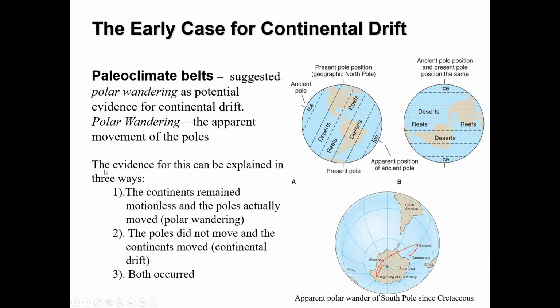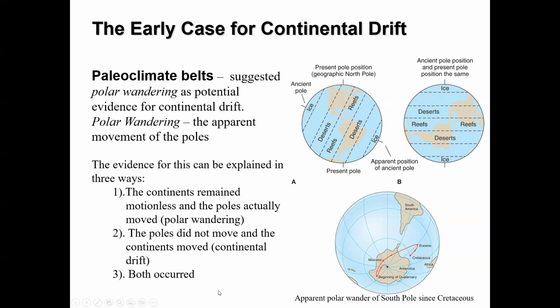So these paleoclimate belts, again, the evidence for this can be explained in three different ways. These are our end scenarios right here. The continents remain motionless, which is scenario A, and the poles actually moved, which is polar wandering. We have scenario B over here, which is the poles did not move and the continents moved, and this is the hypothesis of continental drift. Or you can have some combination of scenario A and scenario B, where you have some polar wandering and some continent movement to account for these changes in paleoclimate belts from present day.